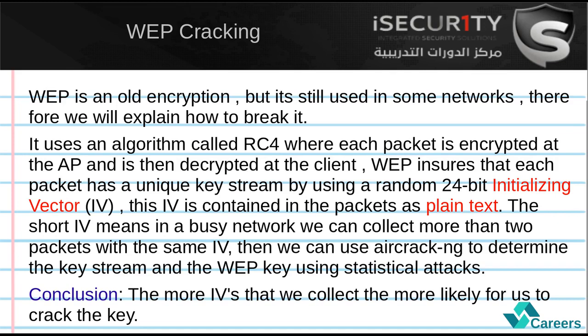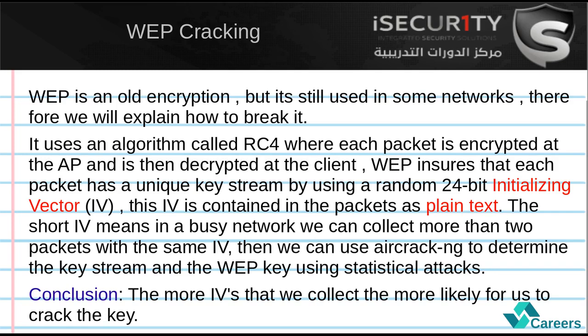WEP encryption uses an algorithm called RC4. Each packet is encrypted at the access point and then it's sent to the air. Once the client receives it, since the client has the key, it will be able to decrypt the packet and read the information inside it. So very simple. The AP encrypts the packet, sends it, the client receives it, the client has the key, so the client decrypts it. Same way, when the client sends a packet, it encrypts it and then sends it in the air. The access point receives it, the access point has the key, so it will decrypt the packet.